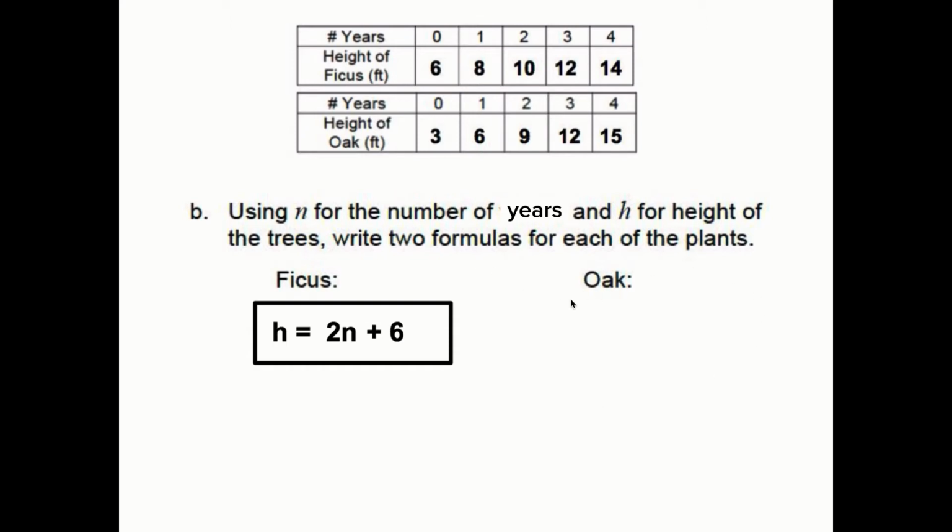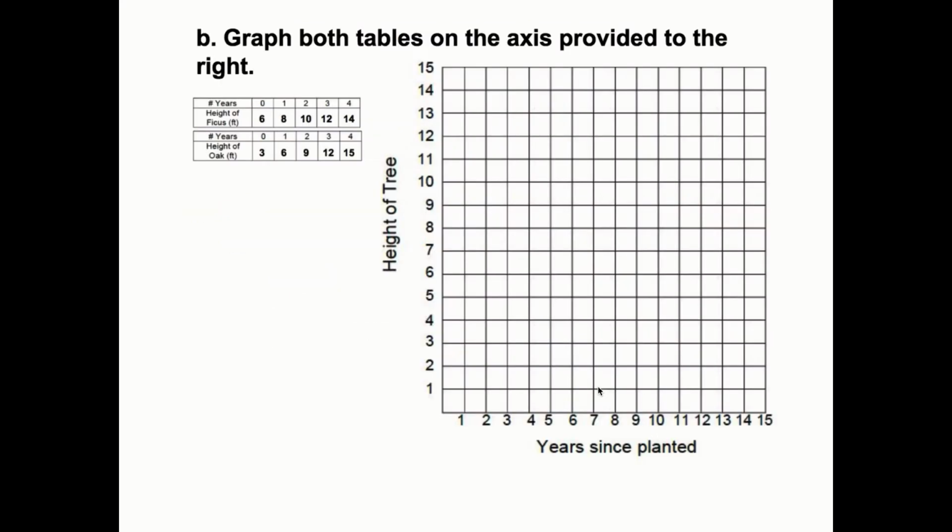For the oak, go ahead, write the equation. Okay, you should be saying the height of the oak is a rate of growth of 3 times the number of years, plus it started out with 3 feet.